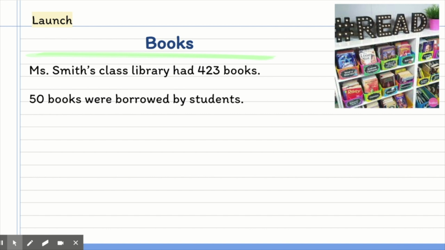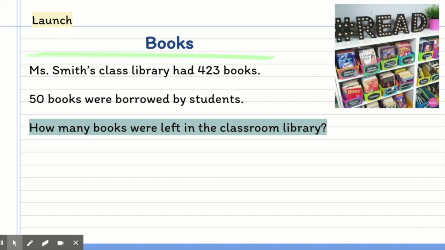Third read, we'll read through it and pick a question that we could answer. Miss Smith's class library had 423 books. 50 books were borrowed by students. A possible question could be, how many books are left if the 50 books are borrowed? How many books were left in the classroom library? Being able to come up with that question allows the students to realize what they might have to do when solving the problem.